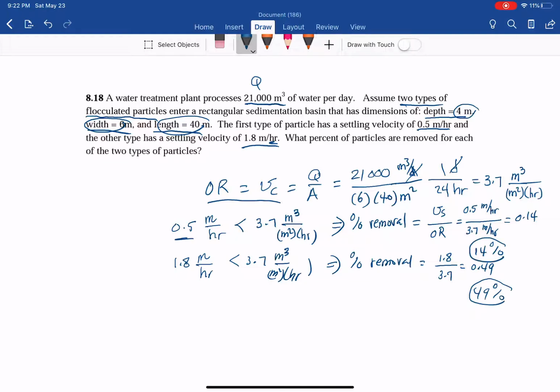Here's 14%. Okay, so that is the answer of this. What percent of particles are removed? That's it.